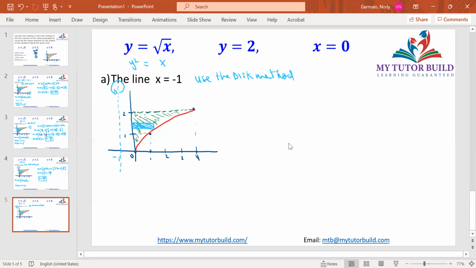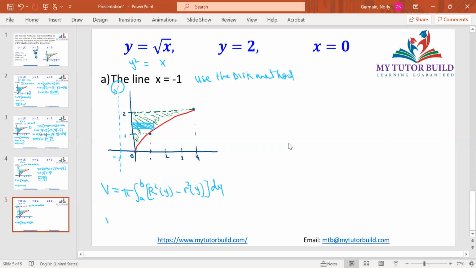The volume in this case would be pi, integral from a to b, of big R squared of y, minus small r squared of y. The reason we say r of y is that we could say r of x if we did it around the horizontal axis, but x equals -1 gives us a vertical axis. So we're going to use small r squared of y. We already know a to b is 0 to 2.